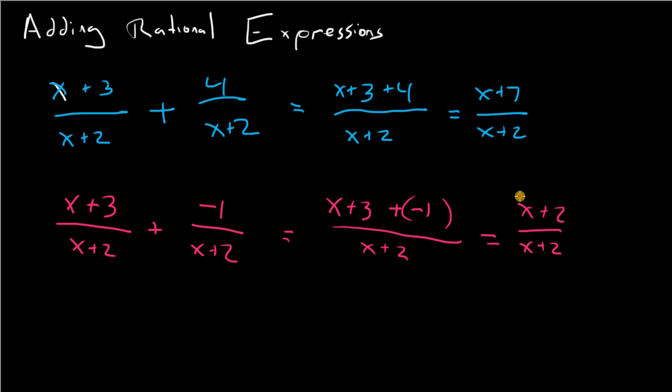But we're not done, because in this case they can be simplified. They both have an x + 2 in common. Boom, simplify. What are we left with? 1. Not 0, but 1.